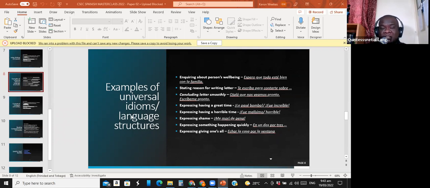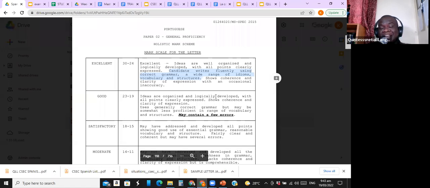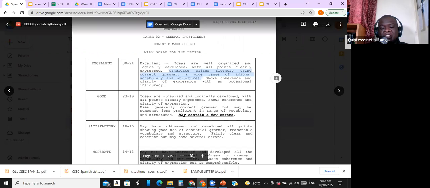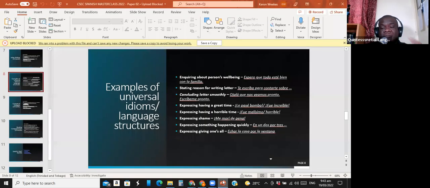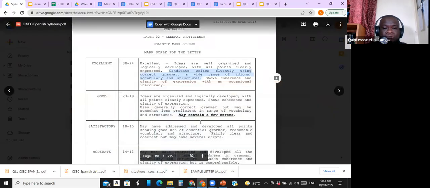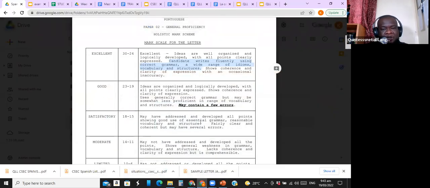So once we could use these things automatically, without even having that level of mastery of the language as is displayed in the expression, we are placing ourselves in the band of showing grammar, idioms, etc. that put us in the excellent band. So this is the reason why I'm saying to you all, learn off some things that can be universally used. And I gave you some examples of some that could be universally used no matter the circumstance, right? And I wouldn't take too much time to go through the others.